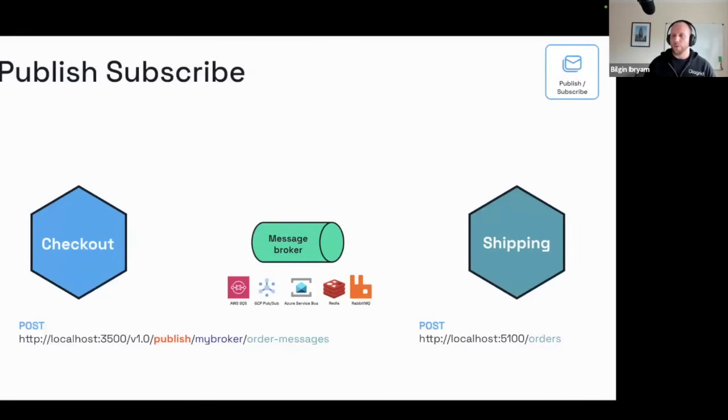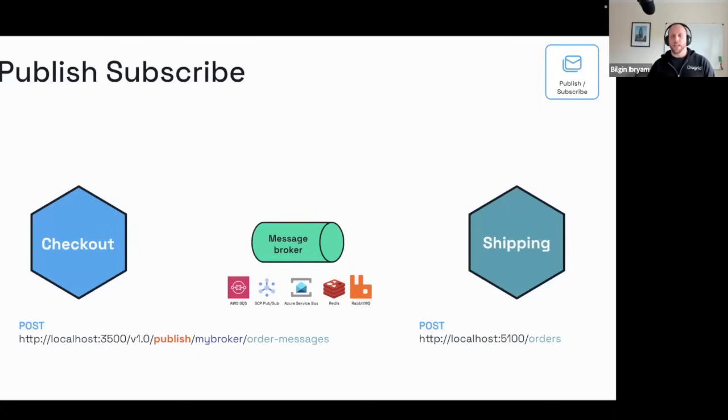Again, here are two of the services from the overview. And in this case, the shipping service is listening on localhost 5100. If this service wants to receive messages from the broker, it needs a subscription, which can be done declaratively. So you can apply a YAML file and subscribe this application and this endpoint to a specific topic, or it can be done programmatically. Your application can expose a REST endpoint to describe where it wants to be subscribed, and the sidecar will do that.